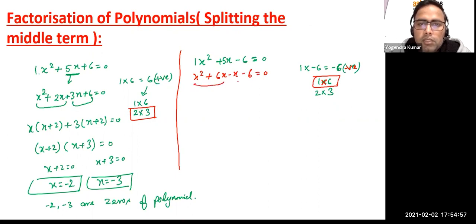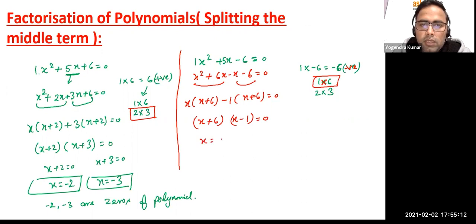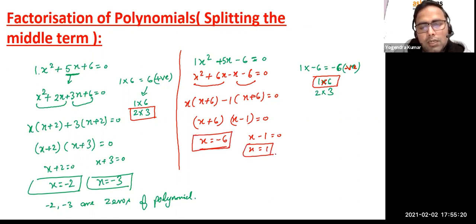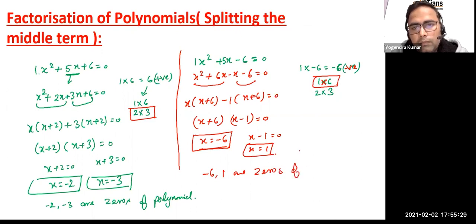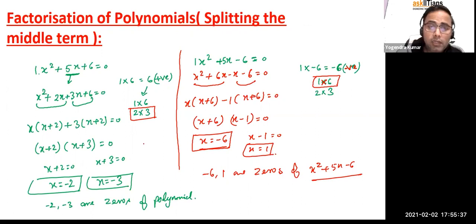Now pairing up these two and these two. So x common, here we are getting x plus 6, minus 1 common, x plus 6. So we are getting x plus 6 and x minus 1 equals to 0. So x equals minus 6, and x minus 1 equals 0, which gives x equals 1. So there are two zeros here again. We are getting minus 6 and 1 here. I hope you're understanding. So minus 6 and 1 are zeros of x square plus 5x minus 6, right? You can see clearly, right?